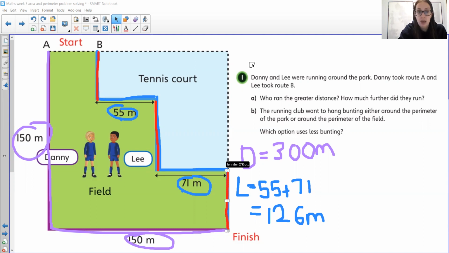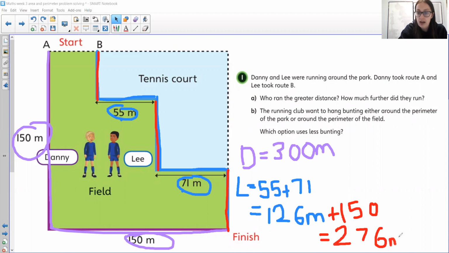So I'm now going to do 126, and I'm going to add 150. So 6 add nothing would be 6. 5 tens add 2 tens would be 7 tens. 100 add 100 would be 200.